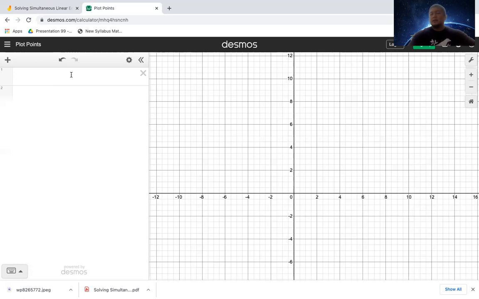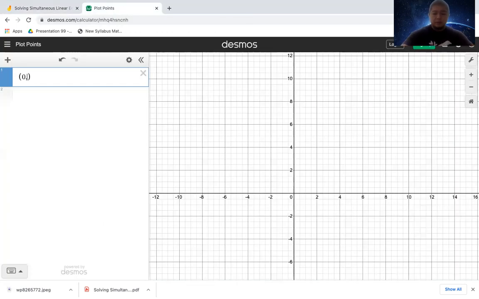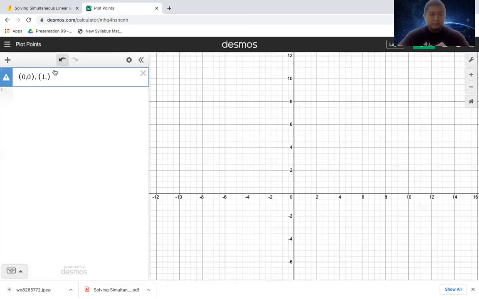Now, as soon as you get these x and y axis, what you need to do now is to plot these points. So let's say the points for the first equation are 0, 0, 1, 3, and negative 1, negative 3. So I will just plot these points, 0, 0, 1, 3, and the next one is at negative 1, negative 3.